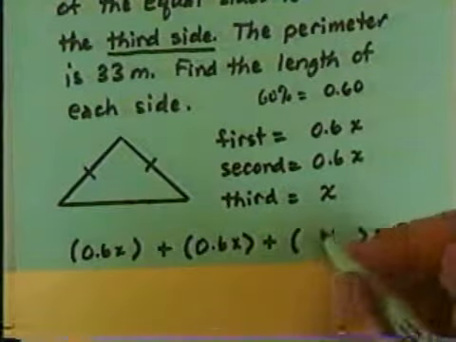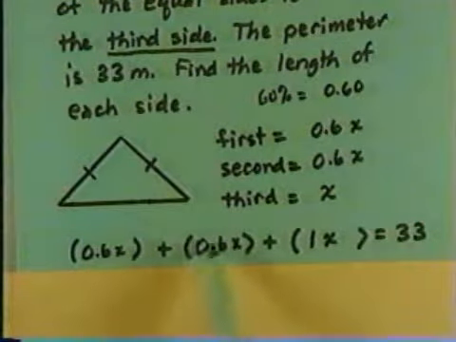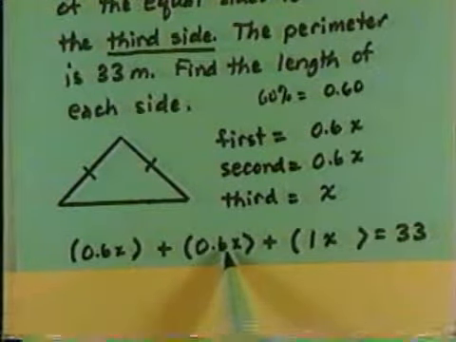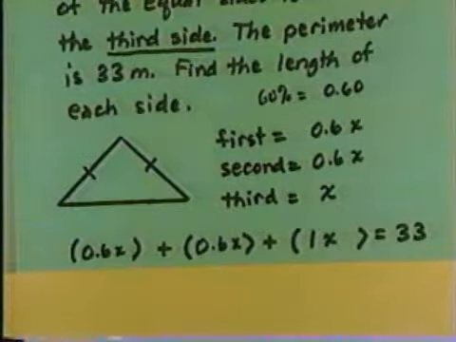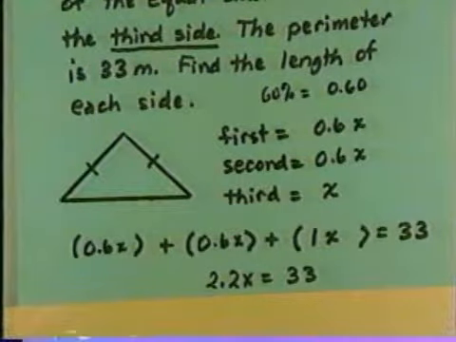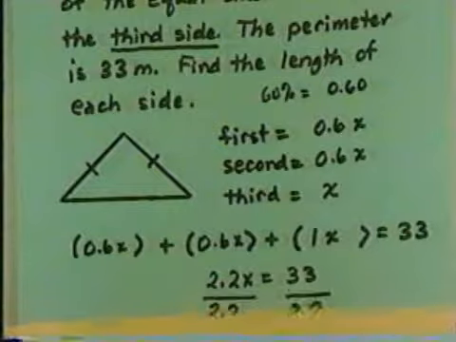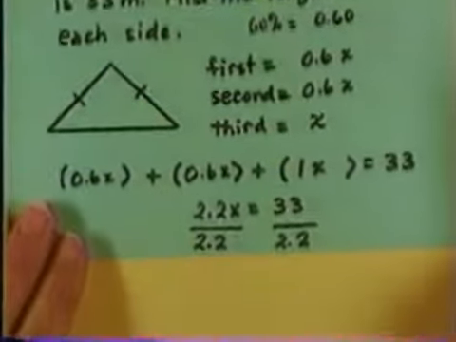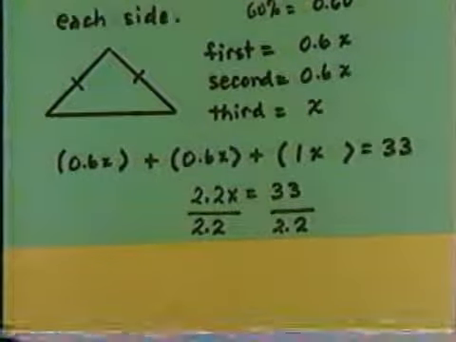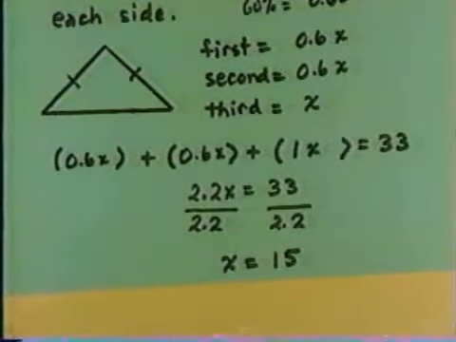Combining like terms and remembering that this x is 1x, we'll add 6/10 plus 6/10, which gives us 1 2/10, plus 1x, which gives us 2 2/10 x. So we have 2 2/10 x is equal to 33. To get x by itself, we'll divide by 2 2/10. And dividing, you can go off to the side and write it out using scratch paper or your electronic scratch paper, a calculator. 33 divided by 2 2/10 gives us 15.